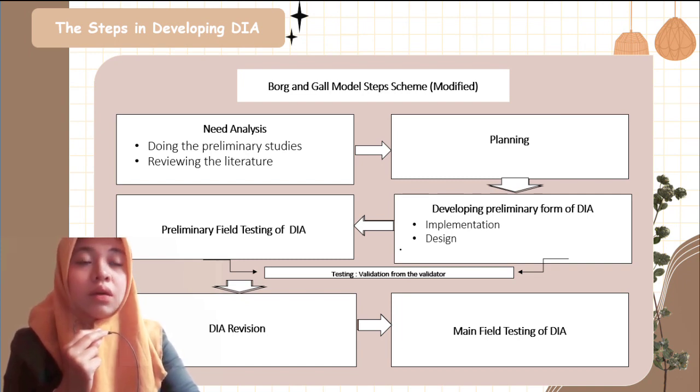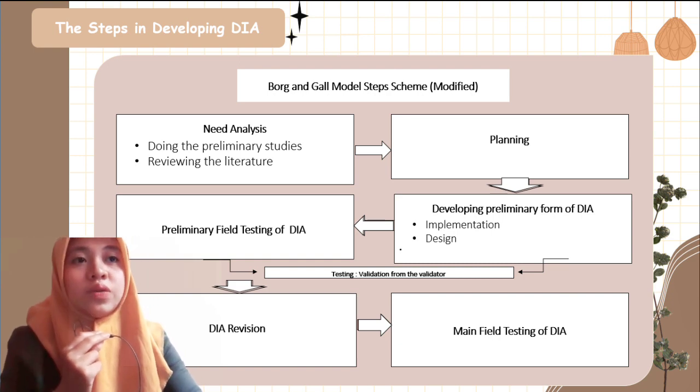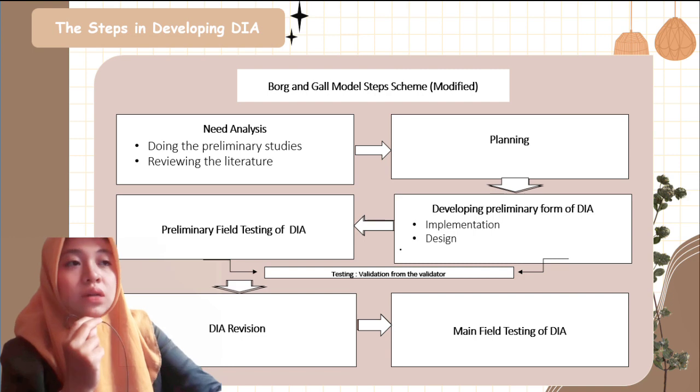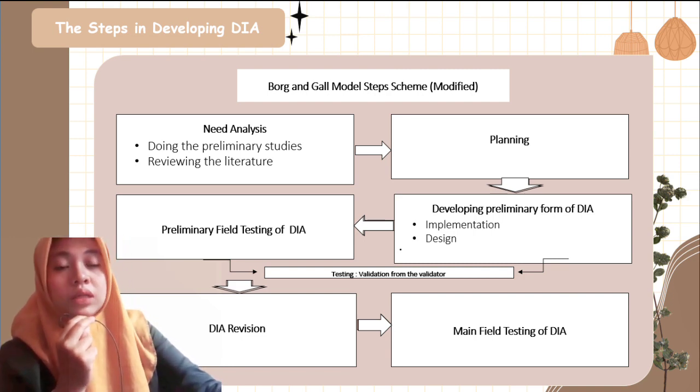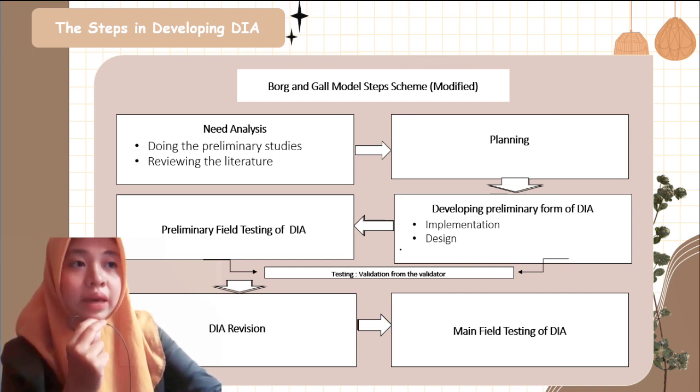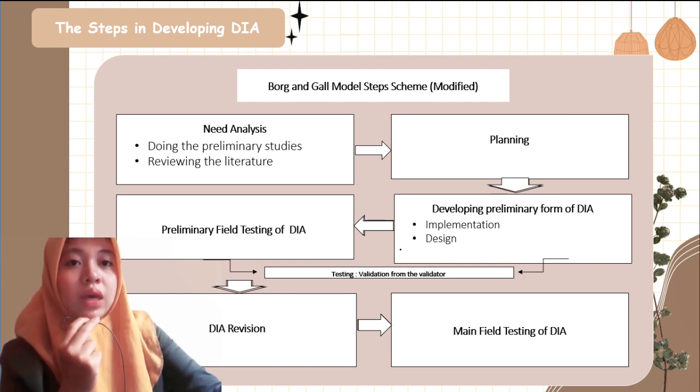So here are the steps in developing DIA. The researcher only took 6 steps because of the limited time and also degree. The first one is need analysis, which is doing the preliminary studies and reviewing the literature. And then the next one is the researcher starts to plan what media should be developed, and then the researcher chooses to develop the media in the form of an application, namely DIA. And then next is developing the preliminary form of DIA by combining 3 different tools. There are iSpring Suite, PowerPoint, and web APK builders. And then next is preliminary field testing of DIA.